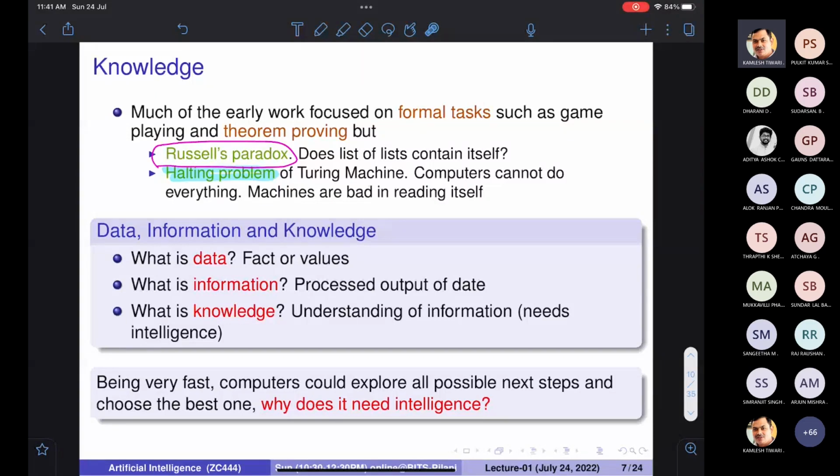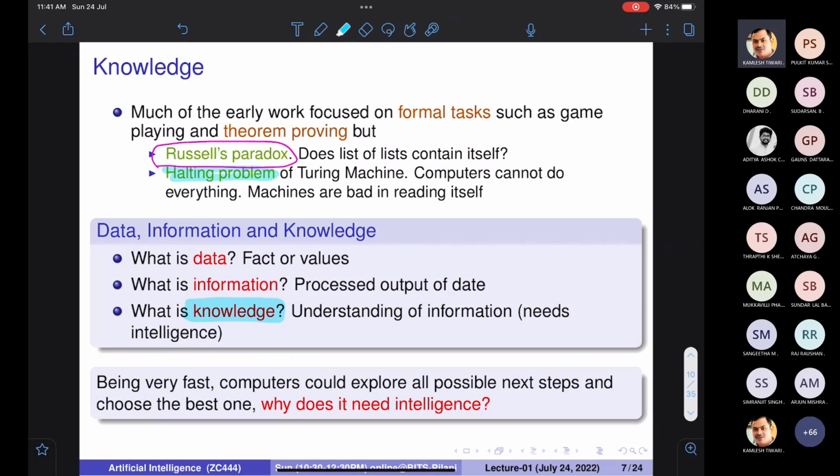Now, a few minutes back, when we started our lecture, one of our students wrote that we need knowledge to do something. Okay, knowledge is very important. If we have the knowledge, then we can do some of the tasks. If you want to do some tasks, you can do them if you have the knowledge. How to get that knowledge is important.